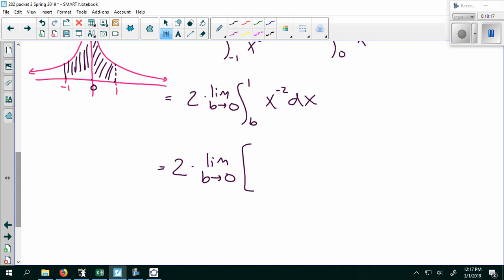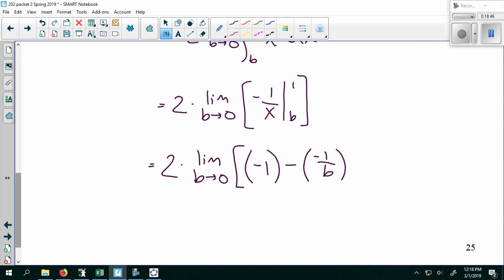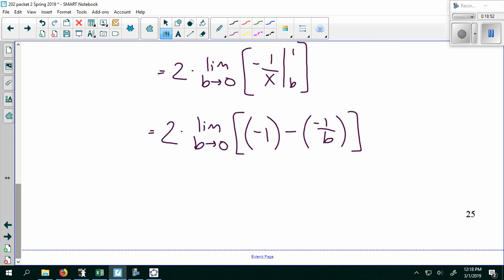I'm going to take the antiderivative of x to the -2, and you get x to the -1 over -1, or -1 over x, evaluated from b to 1. This is 2 times the limit as b goes to 0. So if I plug in a 1, I get -1 over 1, which is -1. And when I plug in a b, I get -1 over b. I'm going to just change those two negatives to positives. Minus a negative is the same as adding.